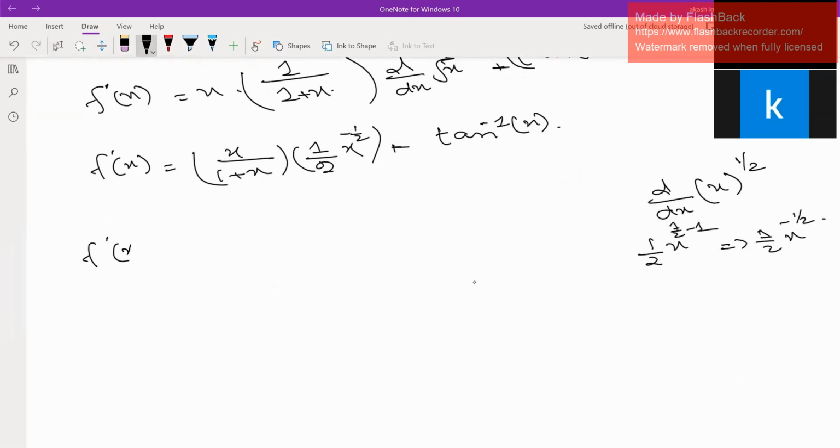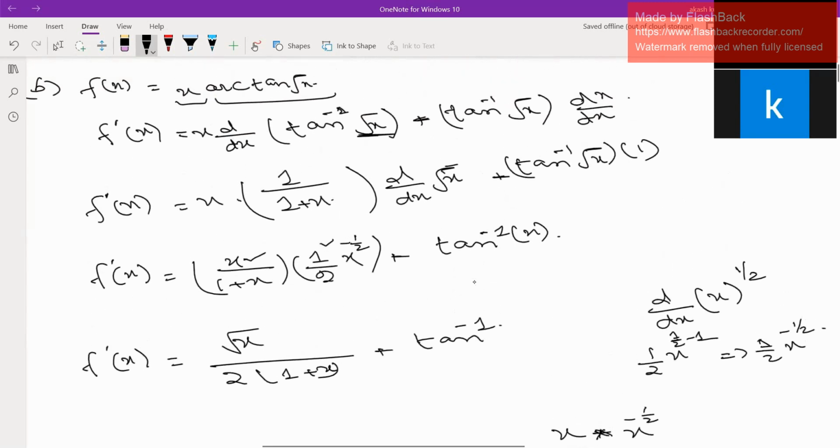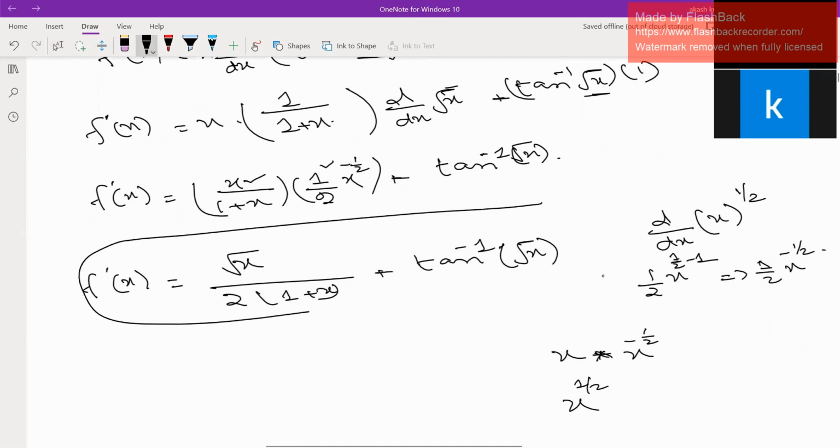Okay, f dash of x equals to: in the denominator we have 2 times 1 plus x, and in the numerator we have x multiplied with x raised to the power minus half. The base is the same, so the powers will be added, and if we add the powers, it becomes half. So x to the half, square root x, plus tan inverse square root x. Is it clear? That's the answer. So this is enough, right? There's nothing extra to do. No. Okay.